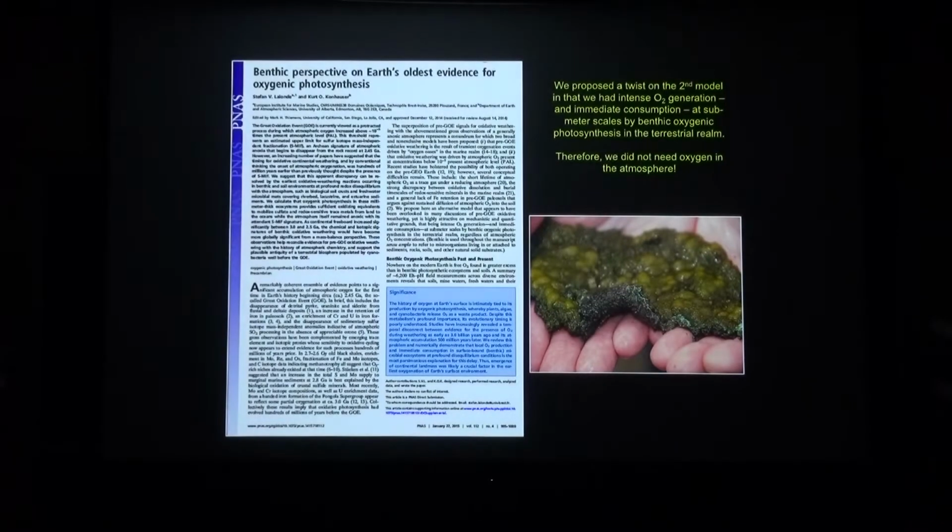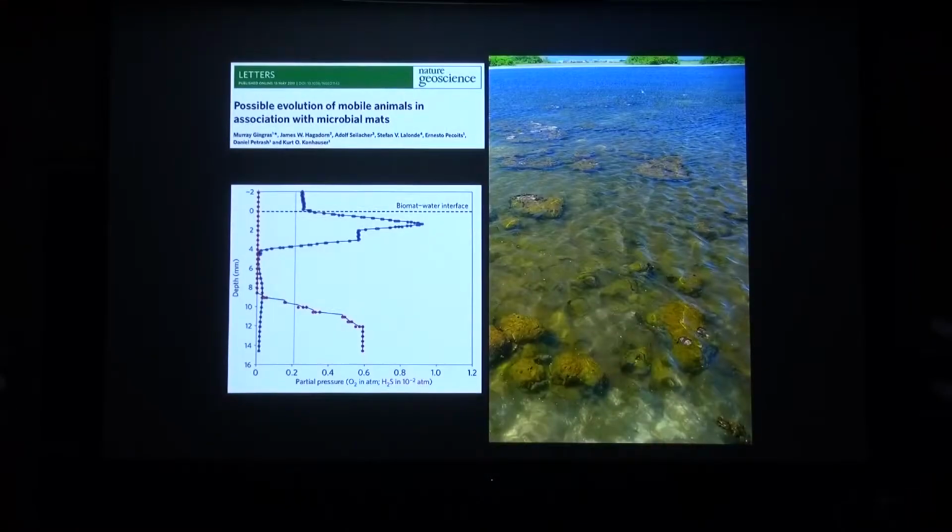So we came up with, instead of just saying, I don't like whiff and leaving it at that, we tried to come up with, well, how do we explain the whiff? Because the whiff ultimately is an atmospheric signal. So we said, well, why not look at cyanobacterial mats? Today we can go to lots of different modern environments. This is just some mats we found in Venezuela.